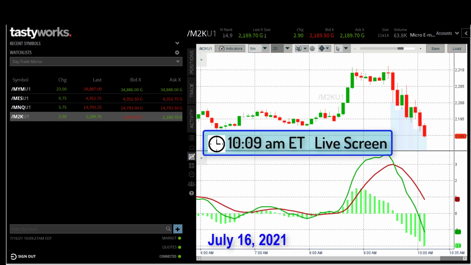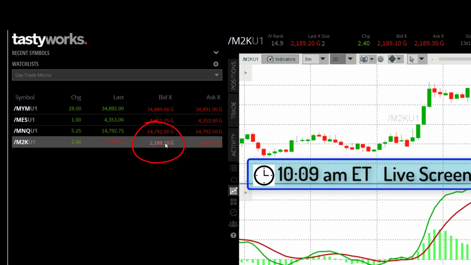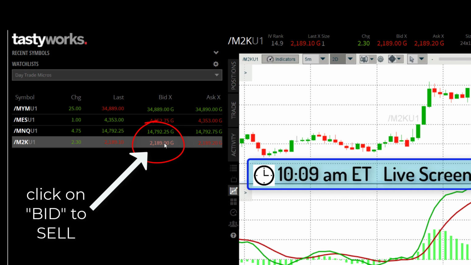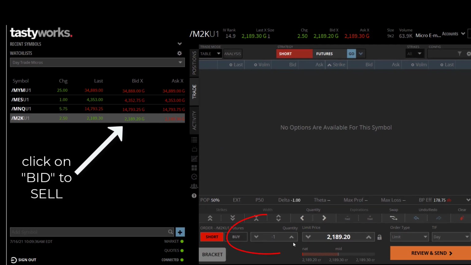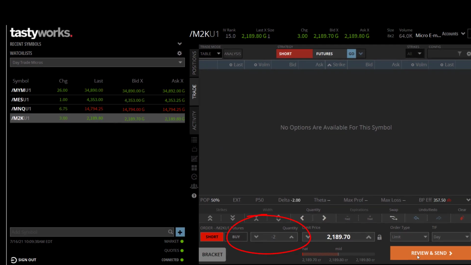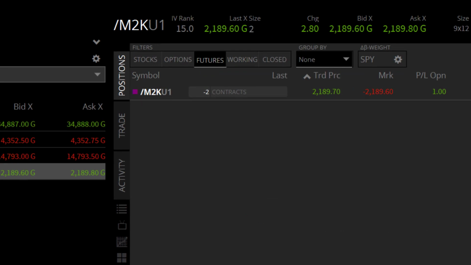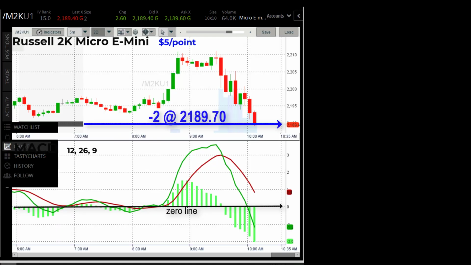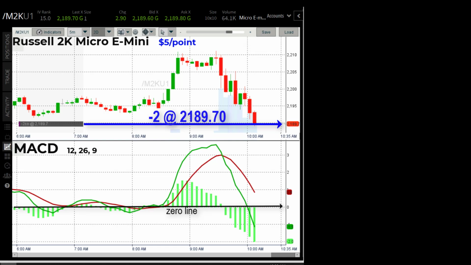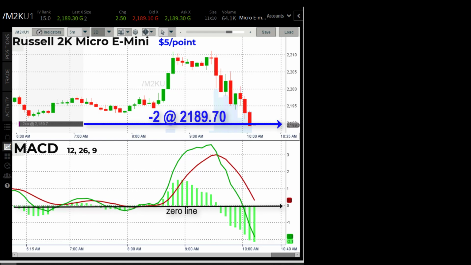Let's get the trade underway right now. 10:09 in the morning, July 16th, 2021. I click on the bid price in order to sell, and my order blank comes up. I go -2 contracts, and I'm filled at 2189.70. And the trade is underway. You may notice I did not open the trade with an OCO, a bracket order, but I just shorted the 2 contracts. But now I'm going to show you how I use that bracket order to set up my target and my stop loss here.